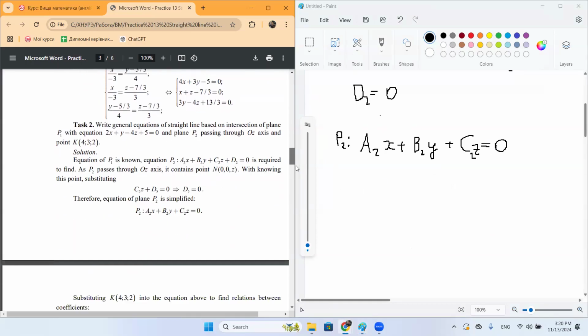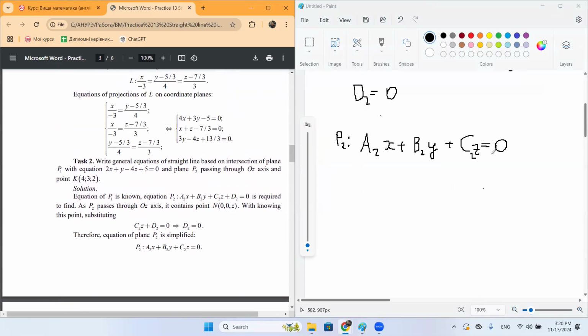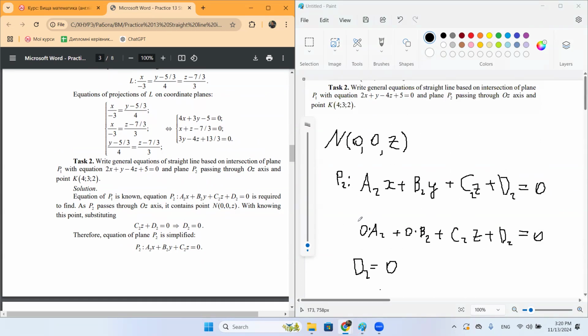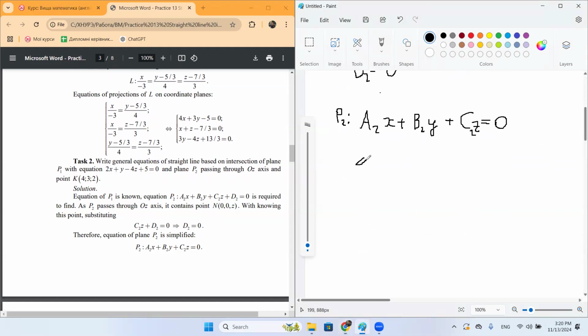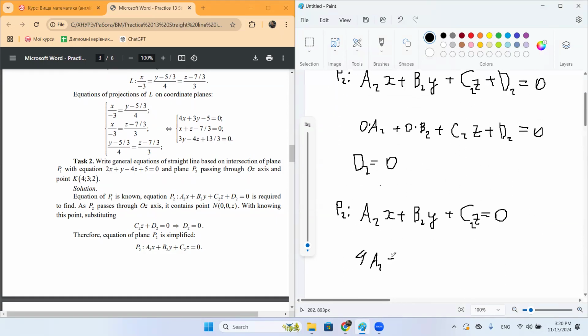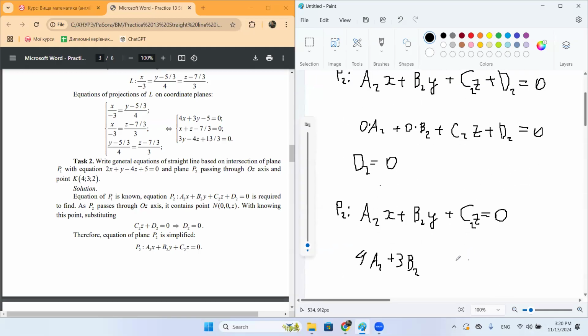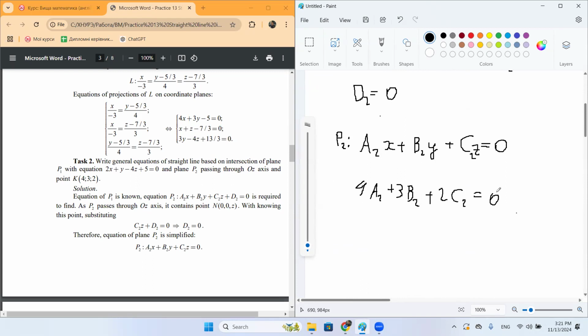And now what we have to do is substitute K into this equation, and then we will find the coefficients. So 4A2 plus 3B2 plus 2C2 equals 0. So we found the bundle of planes.